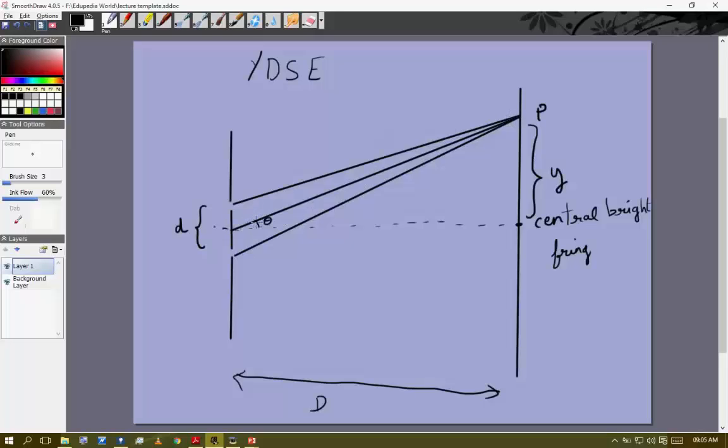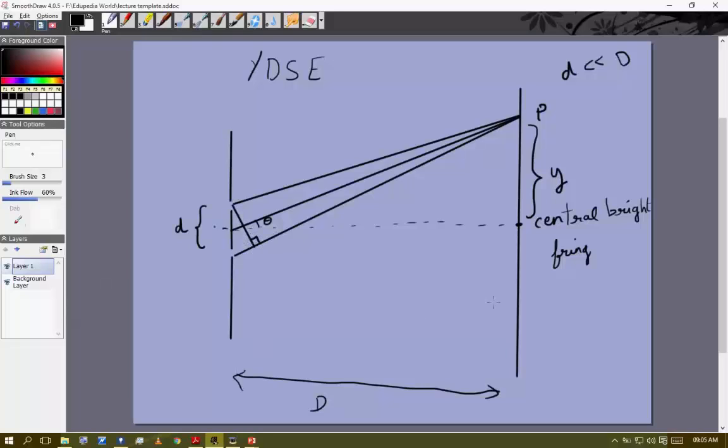Now we'll make some approximations here. The biggest approximation we'll make is that small d is much smaller than capital D. The distance between the slits is much smaller than the distance between the slit and the screen. Right? So in that case, we can draw a perpendicular from here.